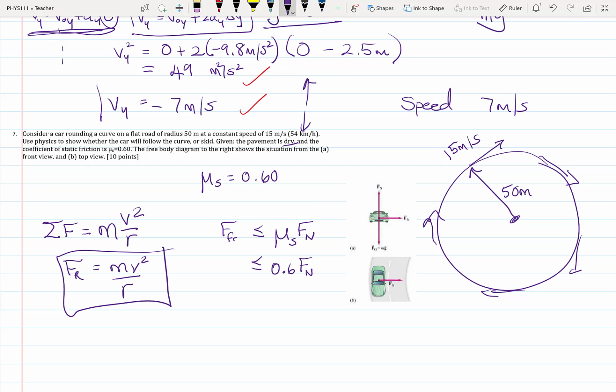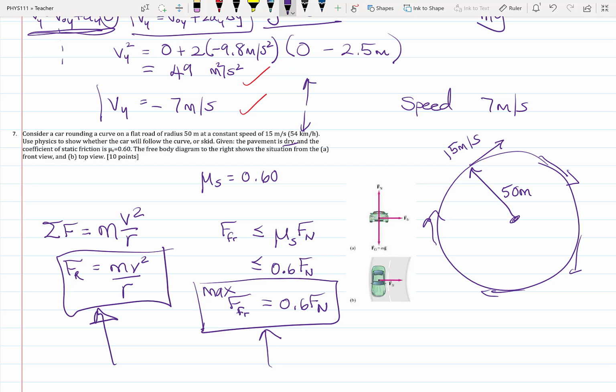So as you start going faster and faster around this circle, the frictional force is going to get bigger and bigger until you reach a maximum frictional force of 0.6 times the normal force. So if we could figure this out, we could compare these two forces, and if the centripetal force is bigger than the frictional force, then we're going to skid. And if it's smaller than or equal to the frictional force, we won't skid.